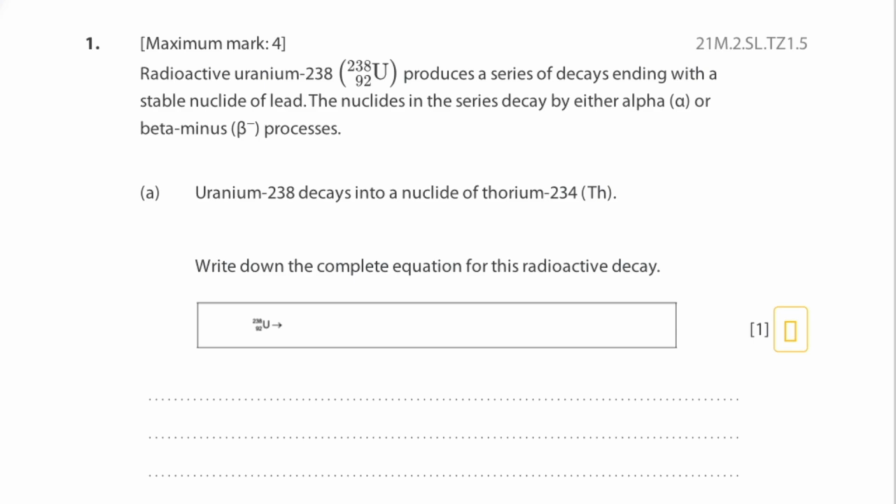Question 1. Radioactive uranium-238 produces a series of decays ending with a stable nuclide of lead. The nuclides in the series decay either by alpha or beta minus process. Uranium-238 decays into a nuclide of thorium-234. Write down the complete equation for this radioactive decay.